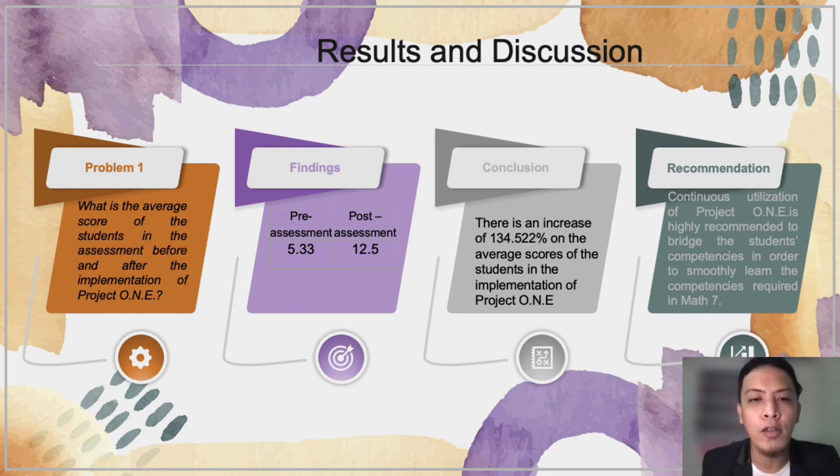It is now supported by the study conducted by Layog and Company in 2021 that one-to-one tutorial is the most effective intervention that helps to improve the numeracy skills of the students. That's why I recommend the continuous utilization of Project 1 to bridge the gap in order to smoothly learn the competencies required in Math 7.